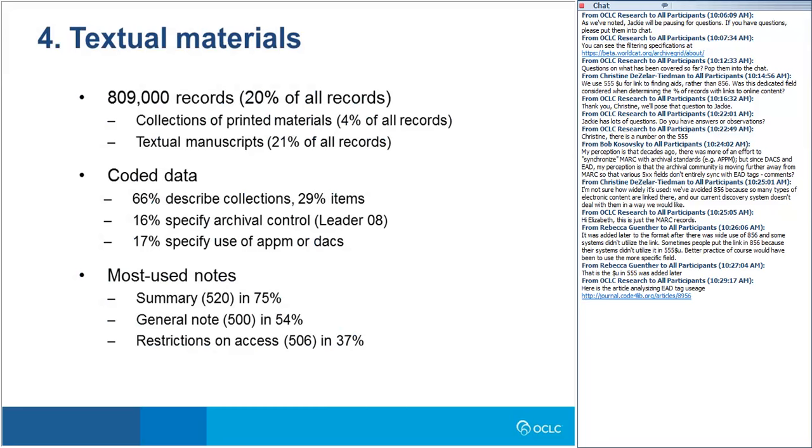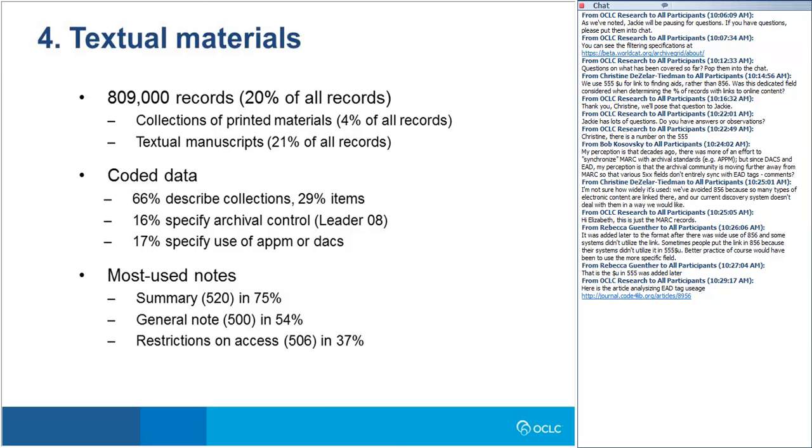Okay, great. So, textual materials, distinguished from mixed materials in that, in theory, all of the materials in the collection being described are textual as opposed to a mix of different formats. This type of record includes two distinct record types, and we've included them both and let them both through the ArchiveGrid filter.